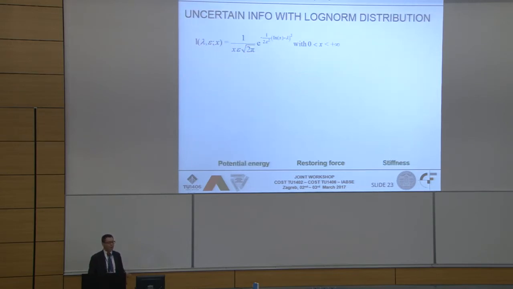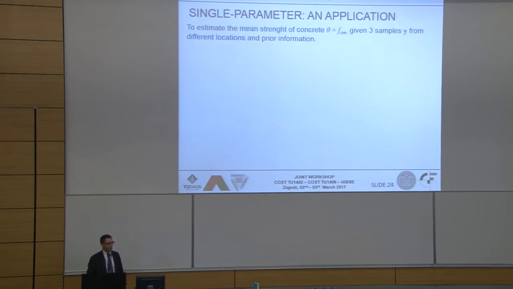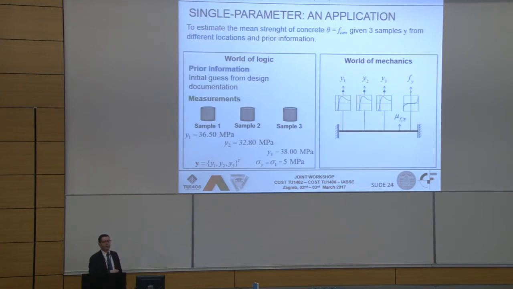So, for example, if you want to revisit the problem of understanding what is the most likely value of our concrete resistance, this time we're using a log-normal distribution, so we have to introduce a non-linear element, a non-linear spring, that has a restoring force which corresponds to the first derivative of the log distribution of our log-normal distribution. Okay, and so this is basically the system. It can be solved exactly using a non-linear finite element model, exactly like any other structural model.